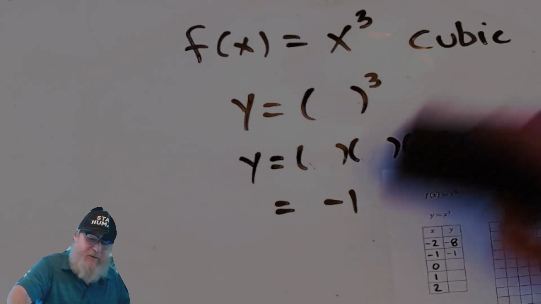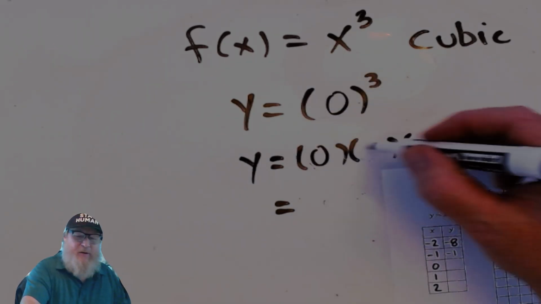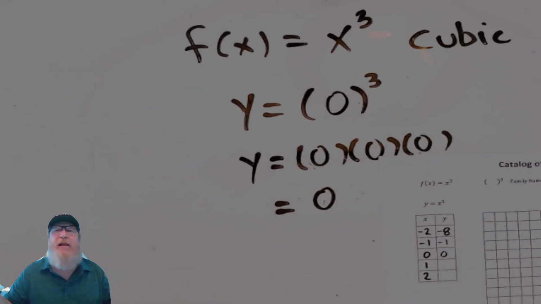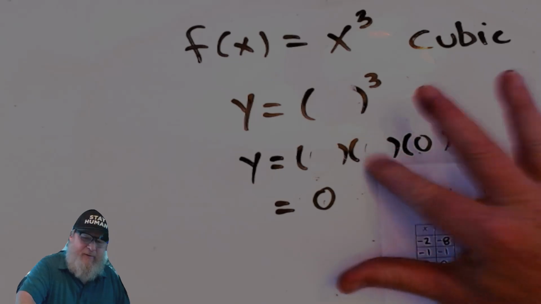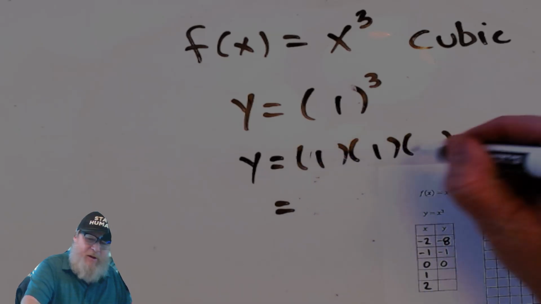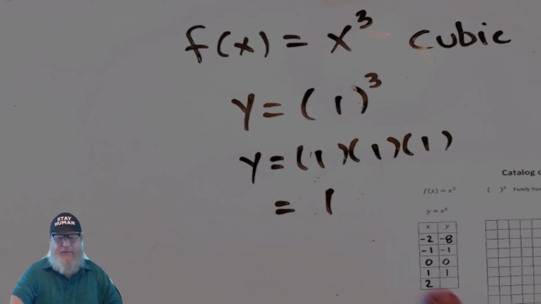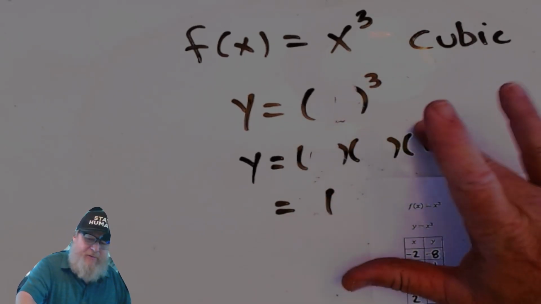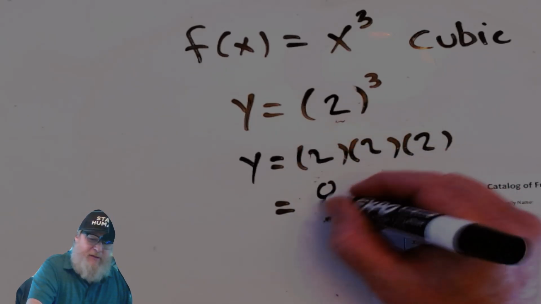I don't think I need to do the rest of these on the board. I think you can do them all yourself. 0. 0 times 0 times 0 is 0. You see where the time-lapse would have come in handy? 1. By the time I write it out, you'll already have the answer. 1 times 1 times 1 is still just 1. And so input, output. And finally, 2. 2 times 2 times 2 is 8.